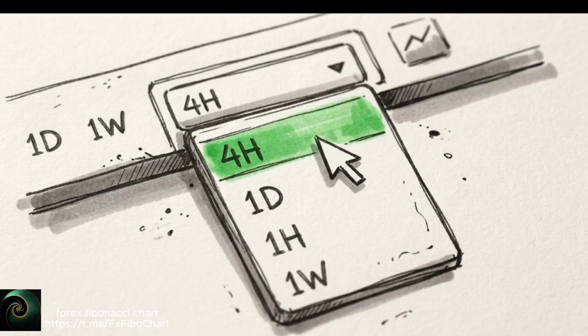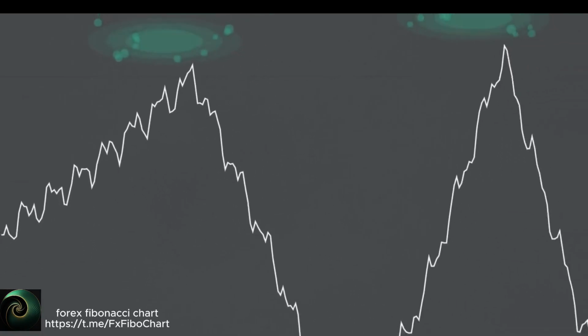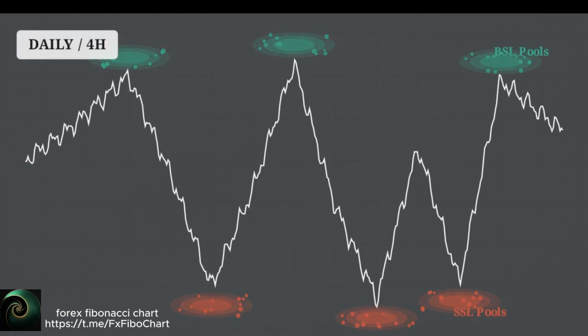Step 1. Establish your target. Start by opening a higher timeframe chart, specifically the daily or 4-hour view. This reveals the broader market trend and the key levels where orders are pooling.